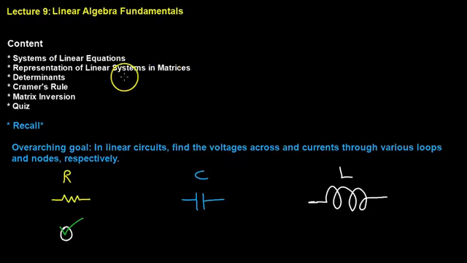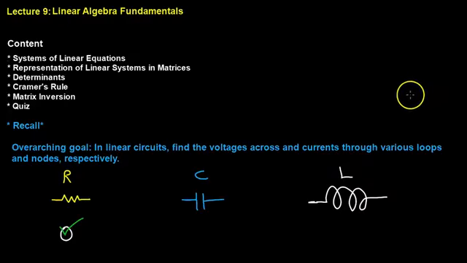Then we're going to learn about what determinants are in linear algebra, as well as Cramer's rule. And don't worry about what it means right now if you don't know what it is. After that we're going to look at matrix inversion, which is another method for finding solutions to these matrix problems. And finally we're going to take a quiz as usual to test our understanding.